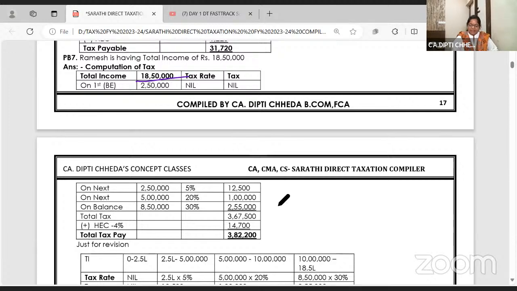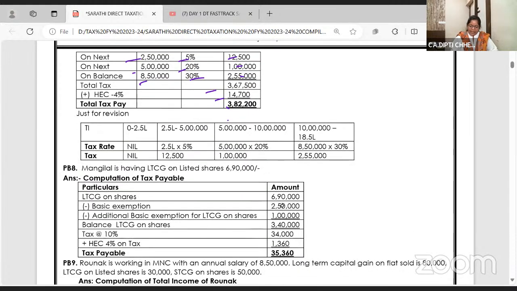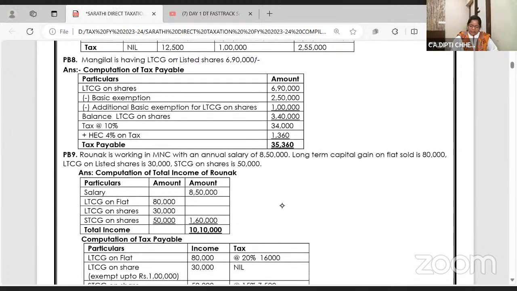Now this is 18,50,000 income. So 2.5 lakh in the next 2.5 lakh 5%, 5 lakh 20%, balance 30% and so on. Just for revision, I have written 0 to 2.5 lakh, 2.5 lakh to 5 lakh, 5 lakh to 10 lakh, 10 lakhs and above. Special income, special rates and all.